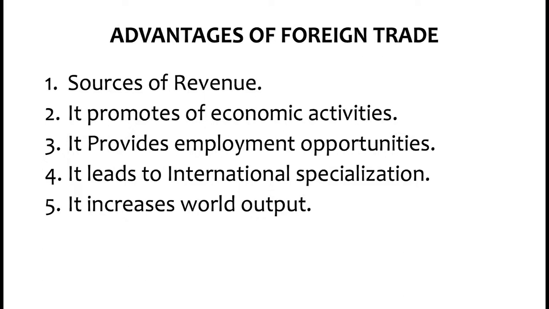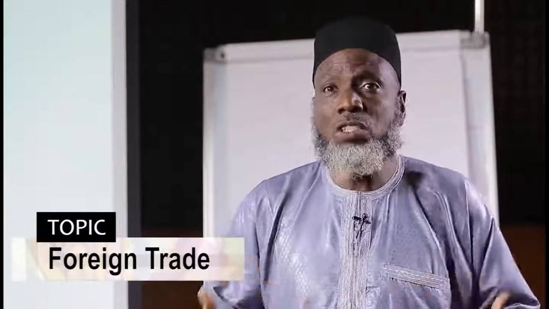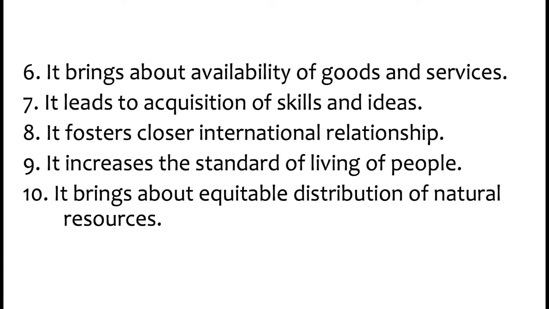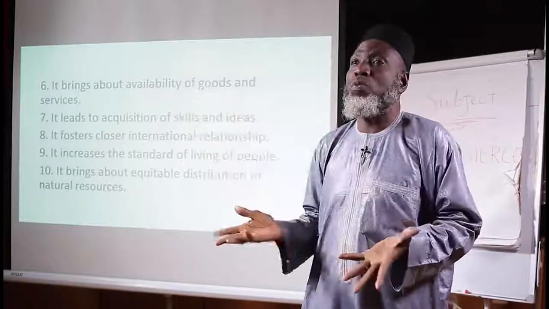Number five, it increases world output. The total volume of goods and services produced is increased as a result of international trade. Because once countries know that what they produce in excess can be sold to other countries, they continue to produce and produce, making goods increasingly available. Number six, it brings about availability of goods and services. International trade helps us to have what we don't have, what we don't produce. The same way it helps other countries to have what they don't have, what they don't produce.